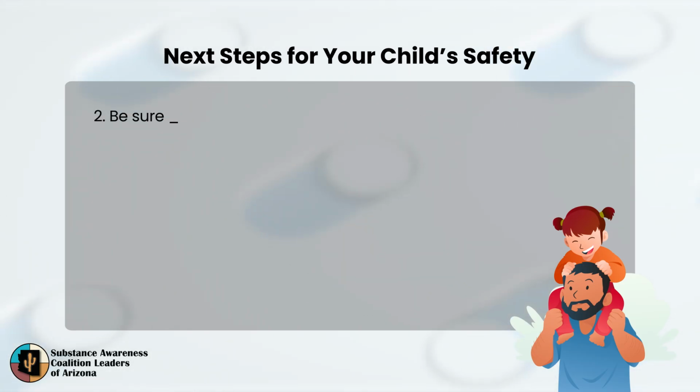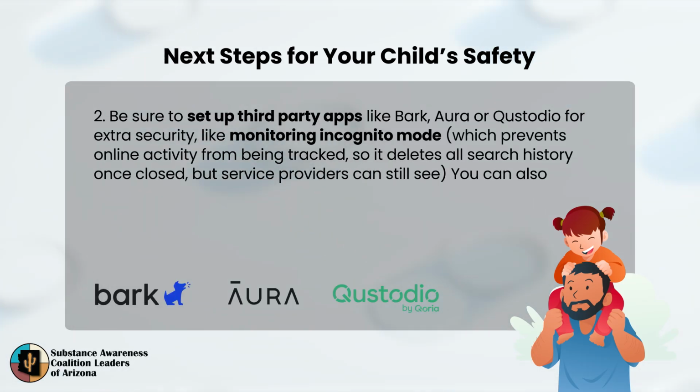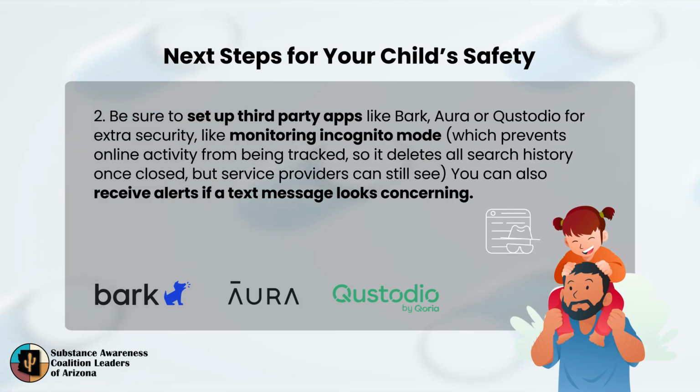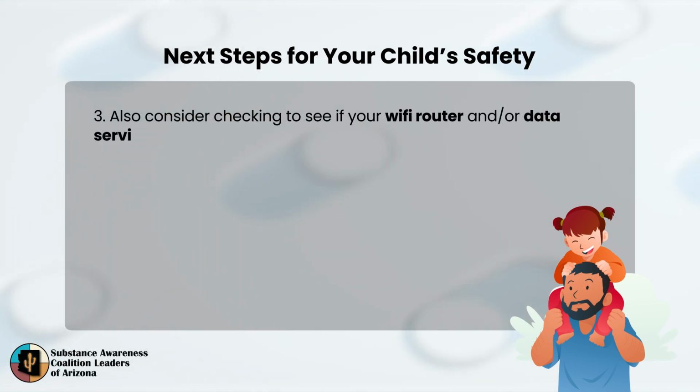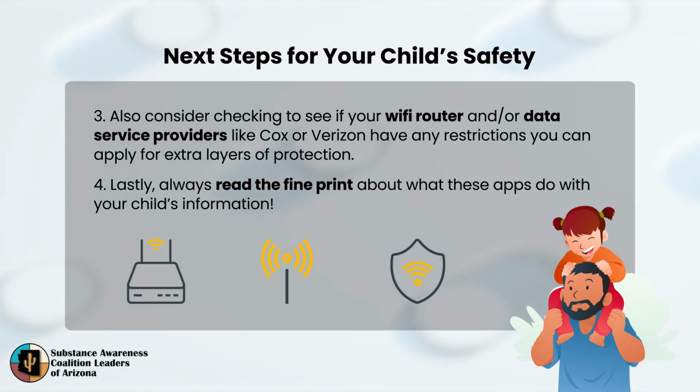With that said, be sure to set up third-party apps like Bark, Aura, or Custodio for extra security, like monitoring incognito mode, which prevents online activity from being tracked. So it deletes all search history once closed, but service providers can still see. You can also receive alerts if a text message looks concerning. Also, consider checking to see if your Wi-Fi router and/or data service providers like Cox or Verizon have any restrictions you can apply for extra layers of protection. Lastly, always read the fine print about what these apps do with your child's information.